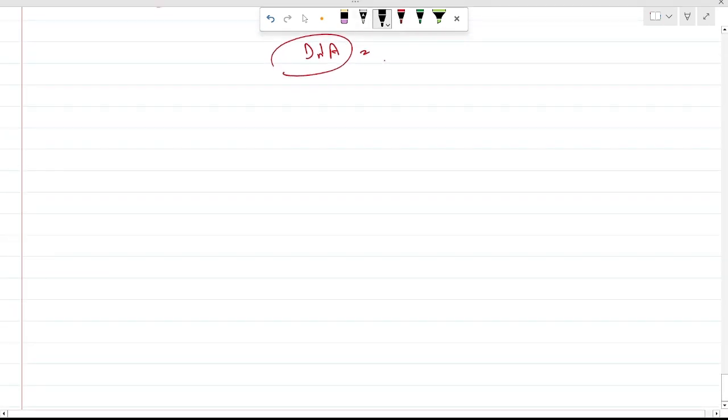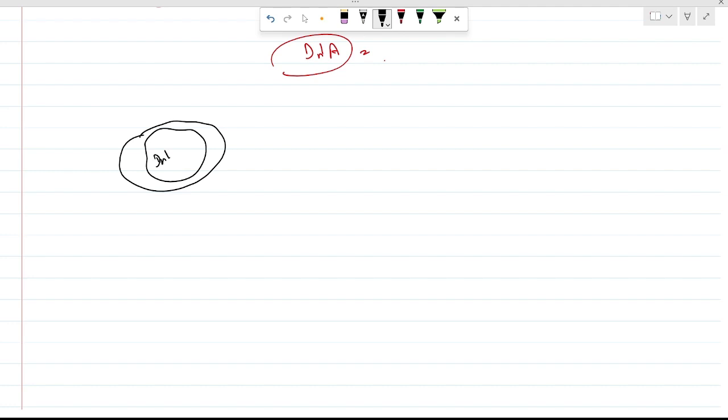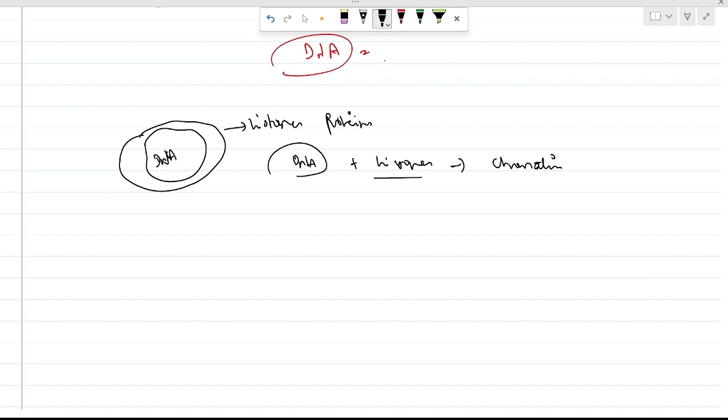So let's see some of the features of the DNA. So this is a DNA molecule. This DNA contains histones, which are proteins. This DNA combined with the histones forms the chromatin. This chromatin is formed by a combination of the DNA and the histones.